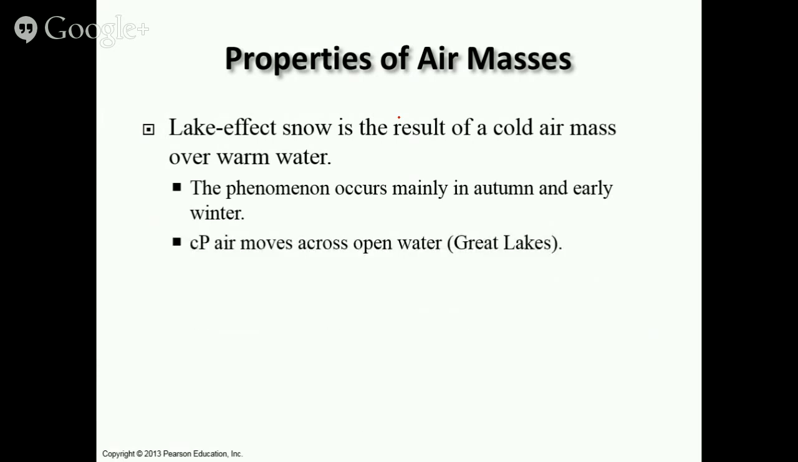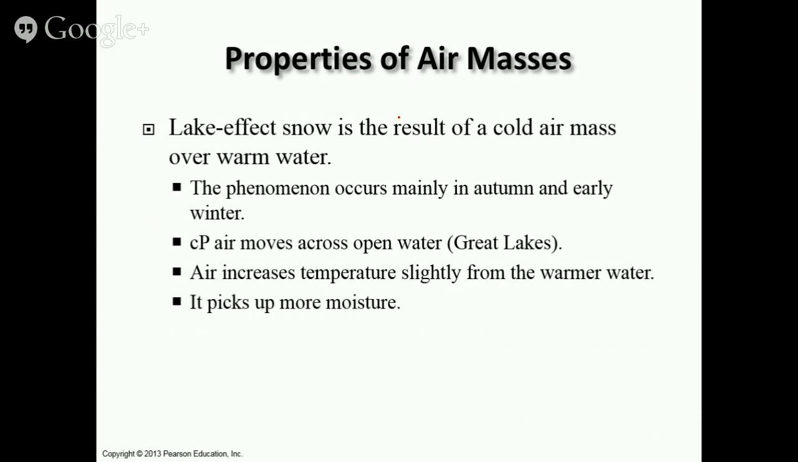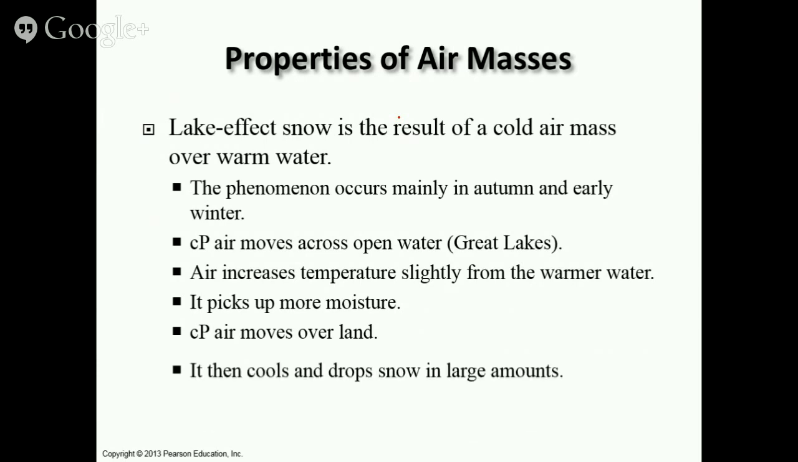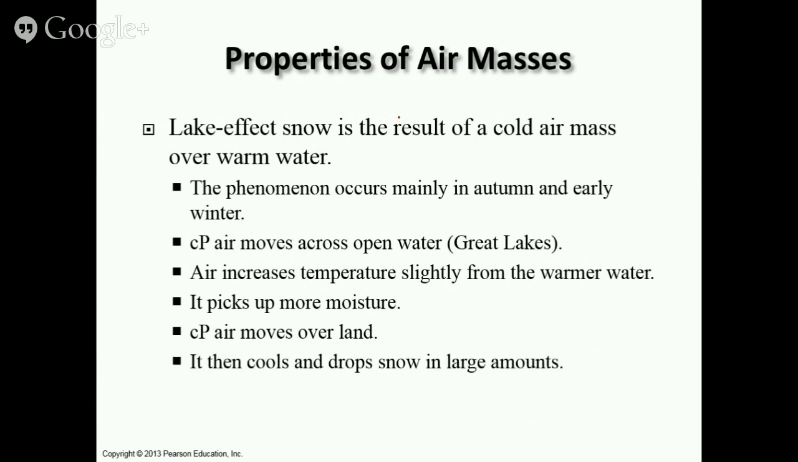Continental polar air mass is going to move over a Great Lake. That Great Lake is going to have greater moisture capacity to it. It's going to increase in temperature. Remember, it doesn't cool nearly as fast. We're still connecting to that specific humidity. It's going to pick up that moisture, and then as it moves over land, and we're talking about the east coast of the Great Lake, then it's going to generate and drop massive amounts of snow.